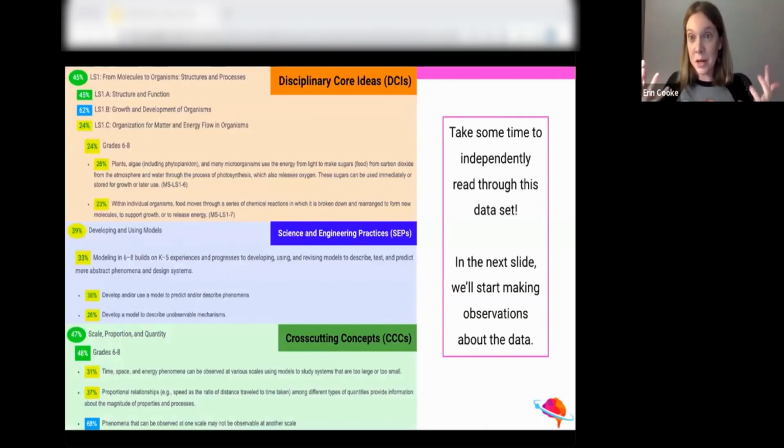But I wanted to give you some actual data from a district on our site and really go through how we can make meaning of all of these different data points. So just to walk through what this data is, and then I'm going to give you a quiet moment to read through the data. This is three-dimensional data, so we can, of course, see our disciplinary core ideas, science and engineering practices, and cross-cutting concepts. So our three sections are here.